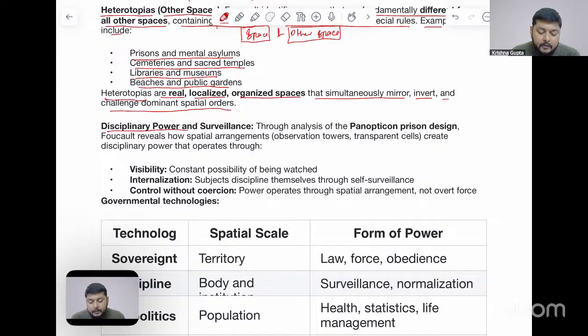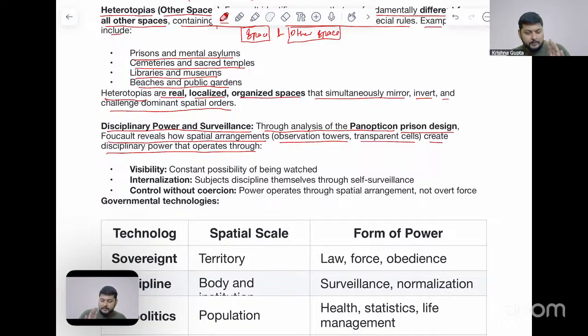Then disciplinary power and surveillance. Through analysis of the panopticon prison design, Foucault reveals how spatial arrangements, that is, the observation tower and transparent cells, create disciplinary power. This is present as a part of study which was seen in the prison, where a particular person's activities are observed, but in India we are not completely able to see this, because we have not implemented this perspective in the Indian system right now.